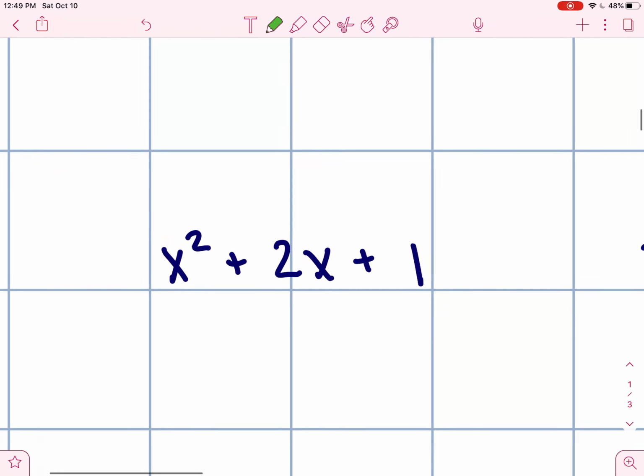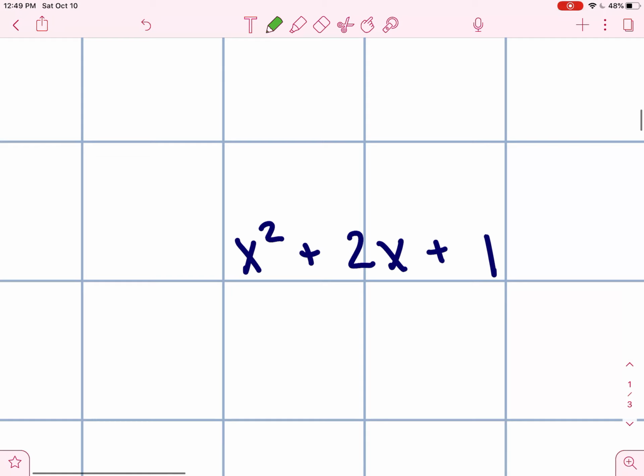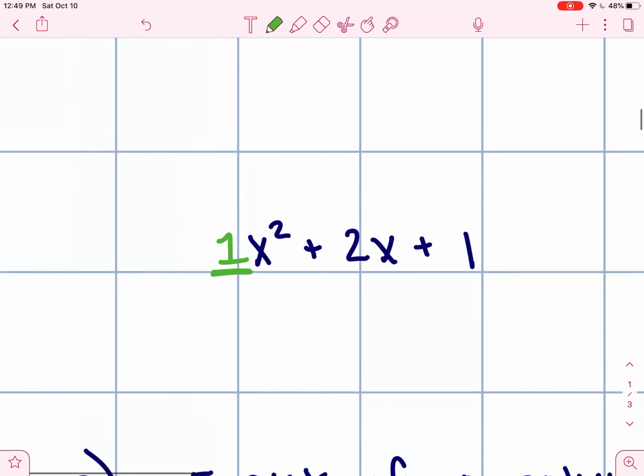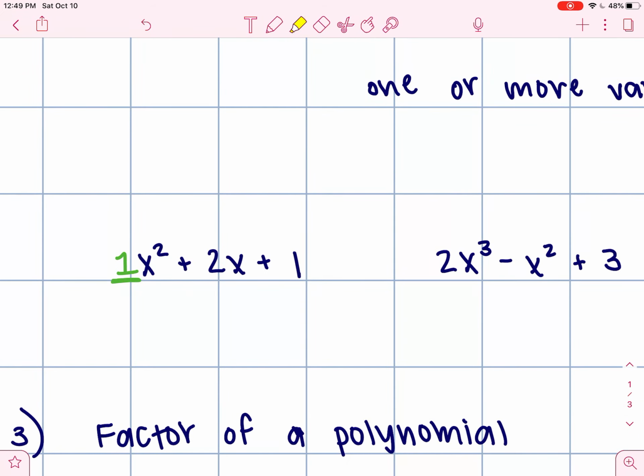First one, x squared plus 2x plus 1. Now we obviously don't see a number in front of the x squared, which means that it must be 1, because anything multiplied by 1 is itself, so we can basically disregard the 1. But either way, our 1 is here. So I'll highlight the coefficients in yellow.